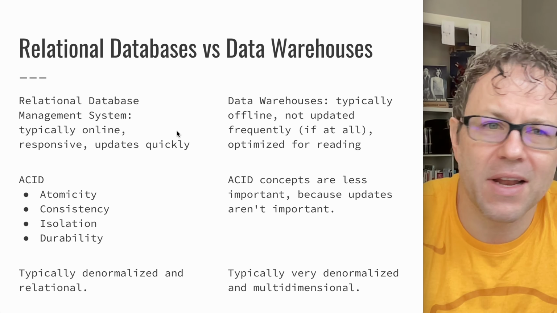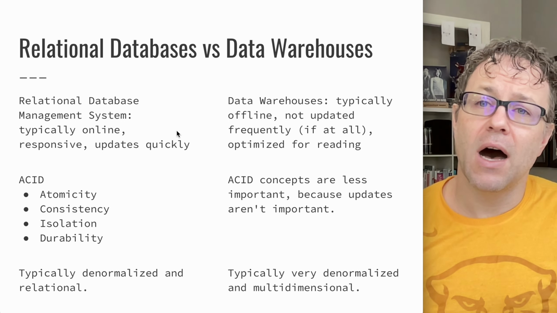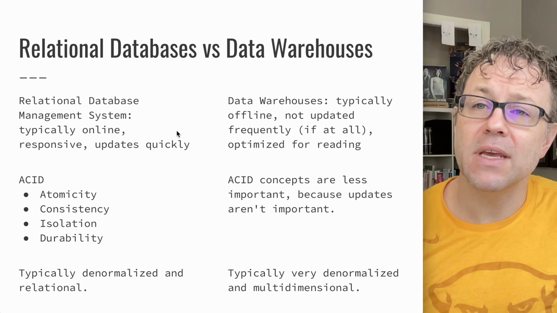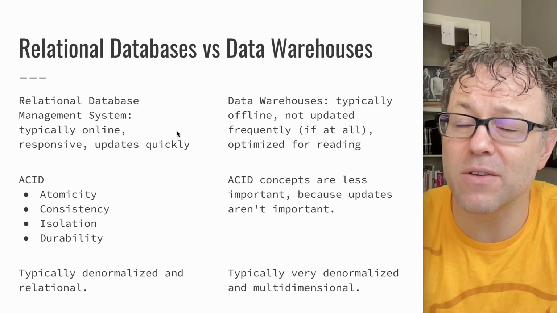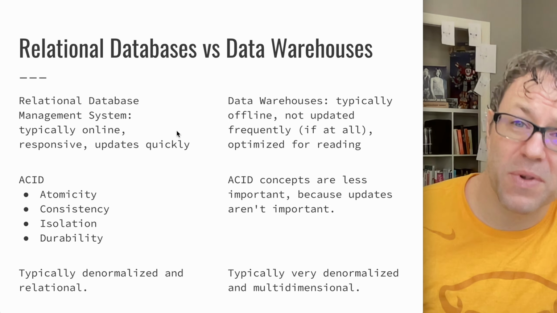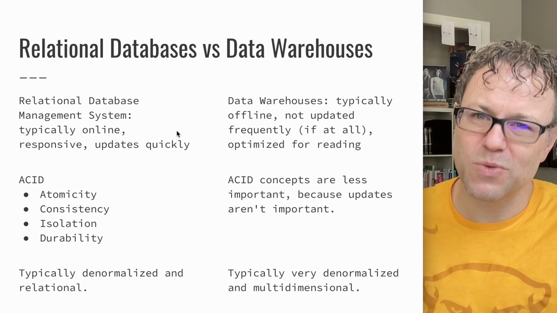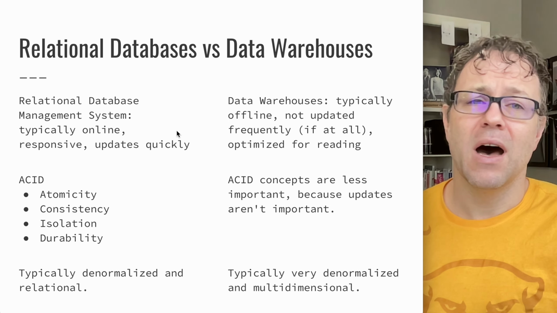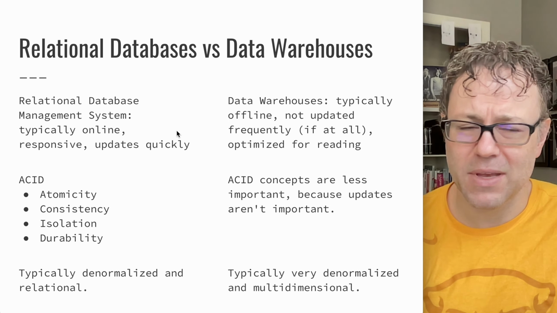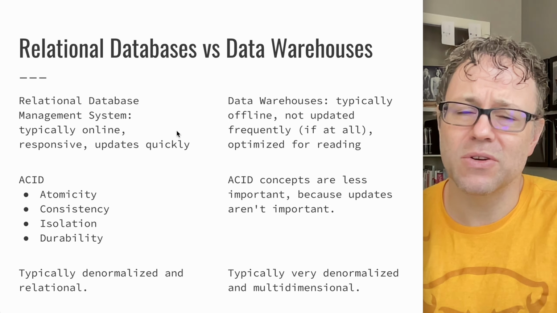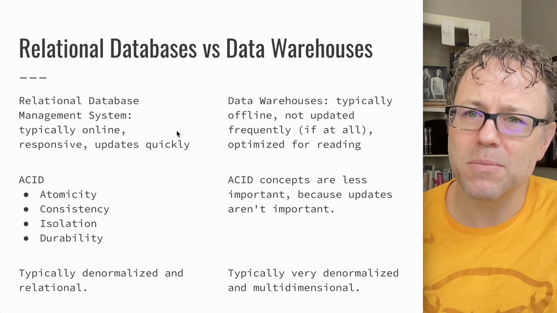Now, a lot of these concepts become important when we're talking about relational databases versus data warehouses. Data warehouses tend to be a place where we're going to inspect a lot of our data, where we're going to look at data very frequently. So a relational database management system is typically something that's online, it's operational, it's responsive, it updates quickly. We might use it to support one of our applications, like a web application, or maybe it's the back end data for our iPhone app. It can be a lot of different things.